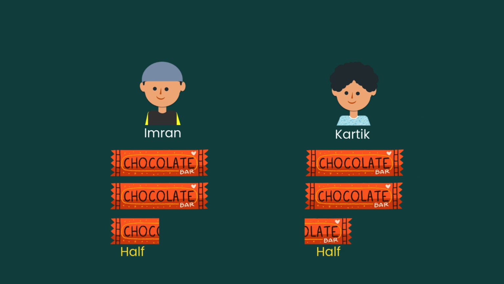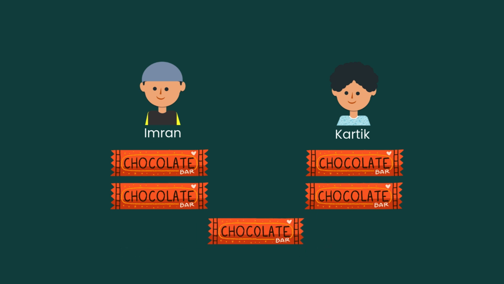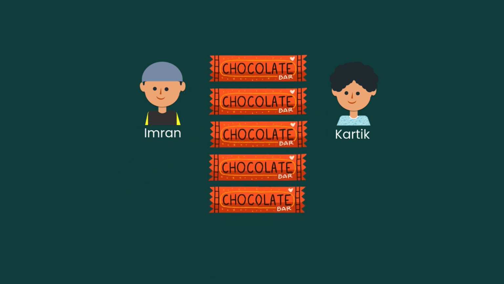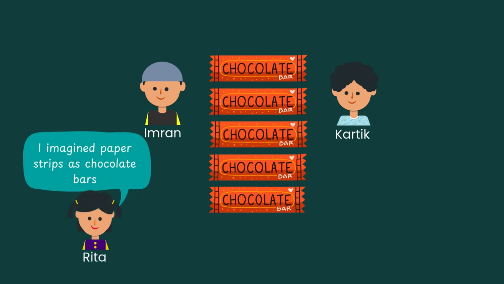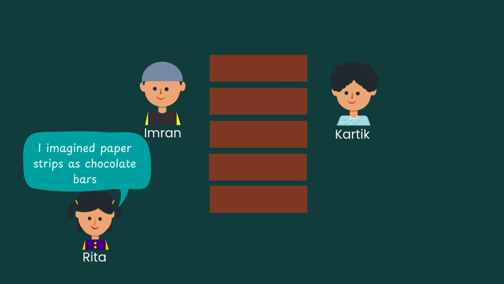Can someone tell me how many halves make a whole? Exactly. 2 halves make a whole. Wow! You all are doing great so far. Does anyone have a different method to share? Aha! Interesting idea, Rita. So you imagine paper strips as chocolate bars? And you are suggesting that we divide all 5 chocolate bars into 2 equal parts right from the start. Shall we see what happens when we do that?